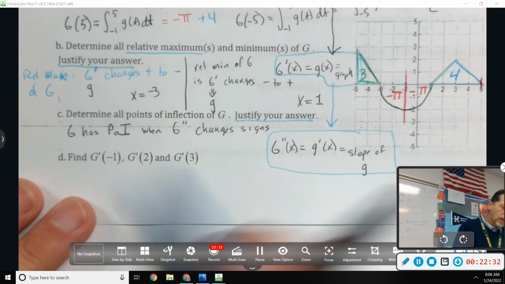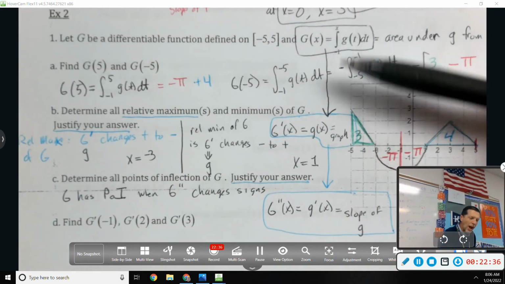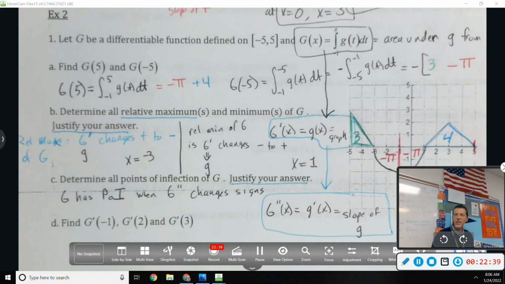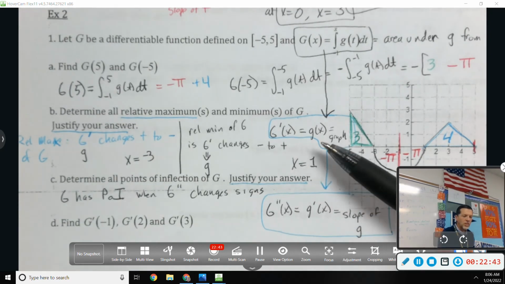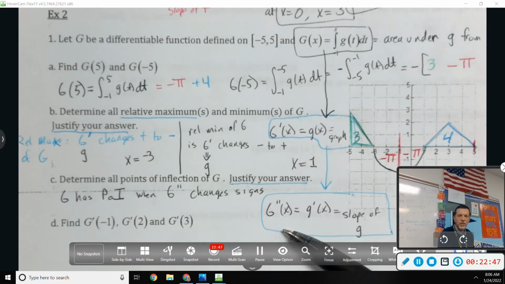And every year there's people who try to do these problems without writing out those 3 steps. And I mean, sometimes they get them, sometimes they don't. But if you would just take the time to write out what big G prime is and what big G double prime is, I think it makes the problem a whole lot easier.